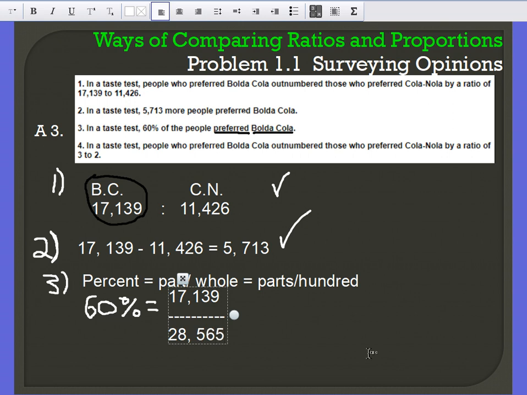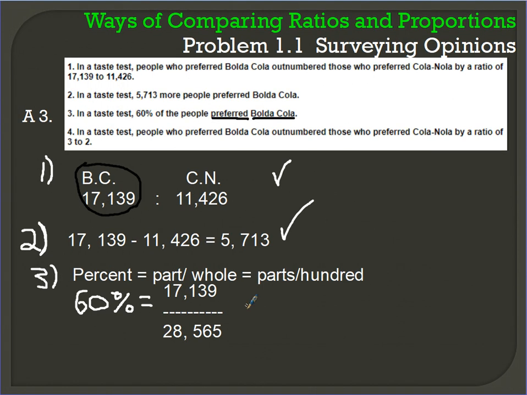And you should get 28,565. Now that we have the parts per whole, we can see if these number of parts divided by this number of total votes is going to give us 60%. When you put this into your calculator, you get the value 0.6. Now the 6 is in the tenths place, so we know we can rewrite this fraction as 6/10. This is the tenths place, and we have 6 of them, therefore we can rewrite it as 6/10.